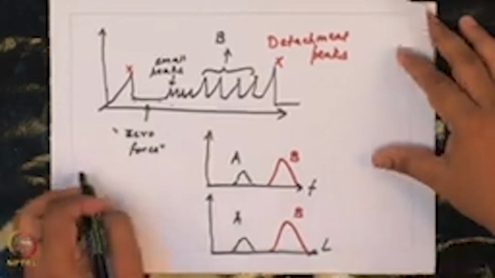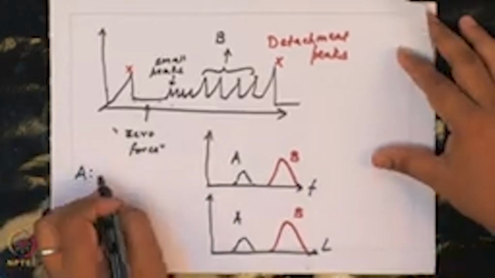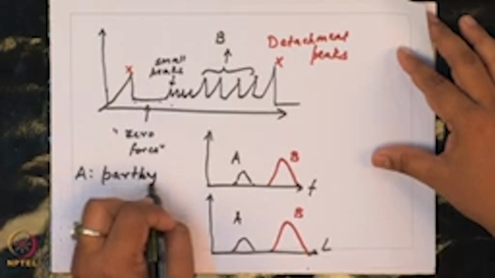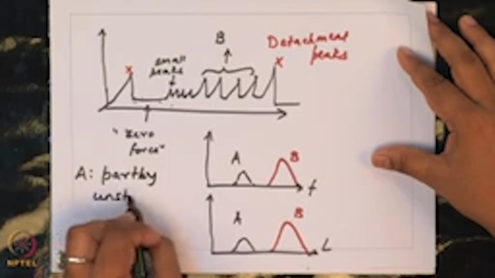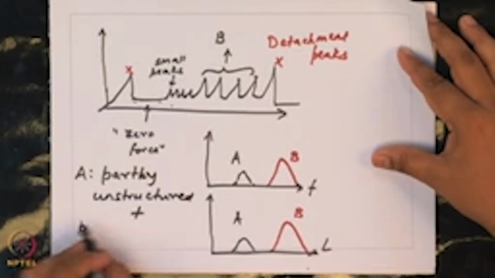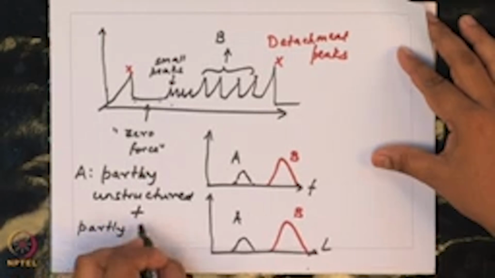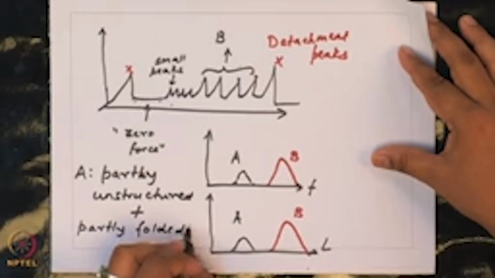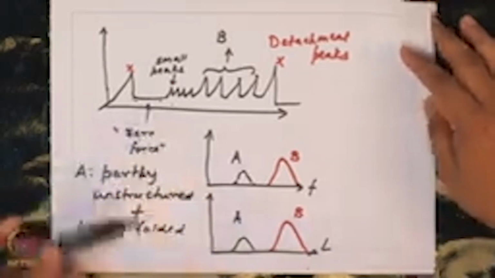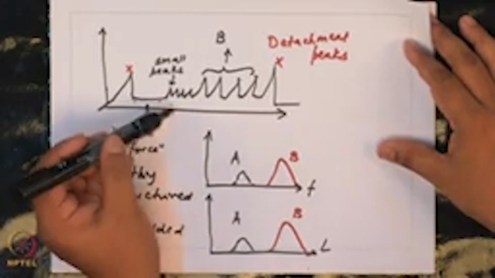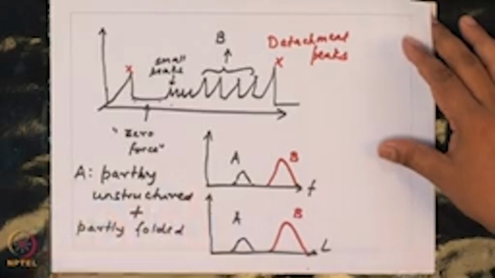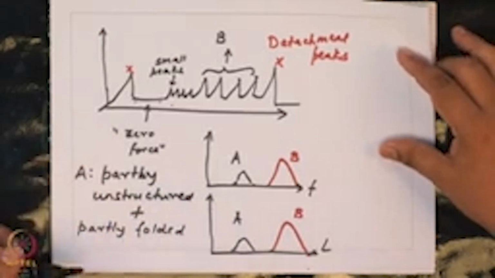What this suggests is that this particular A is partly unstructured plus partly folded. So, it suggests that you have two zones of A, maybe one part of which does fold and that requires a smaller force to unfold, and another part of it which is unstructured. This might be another possibility.